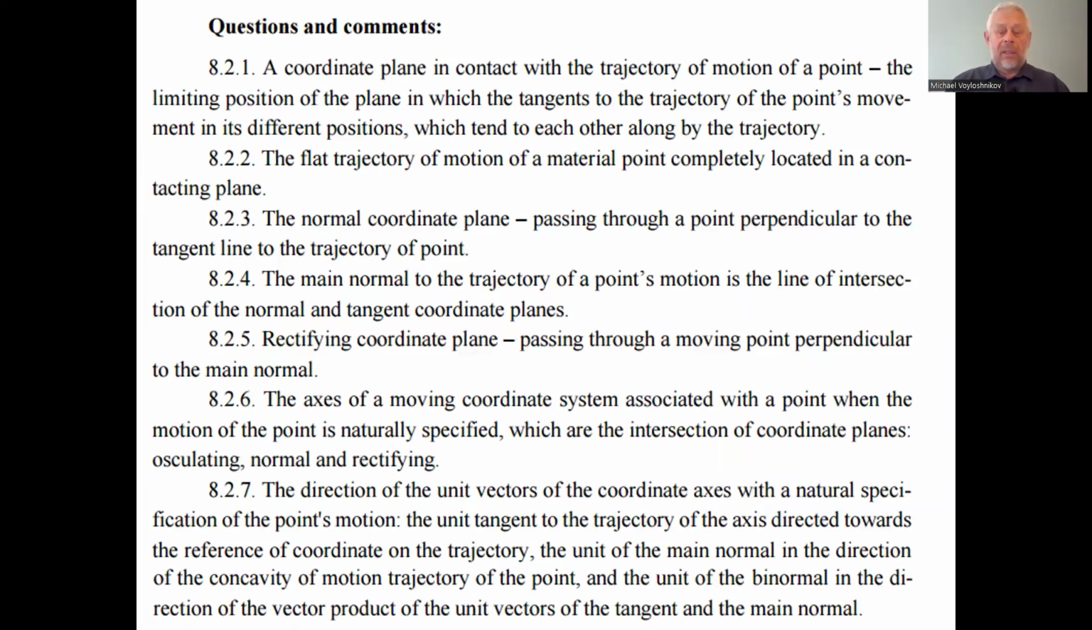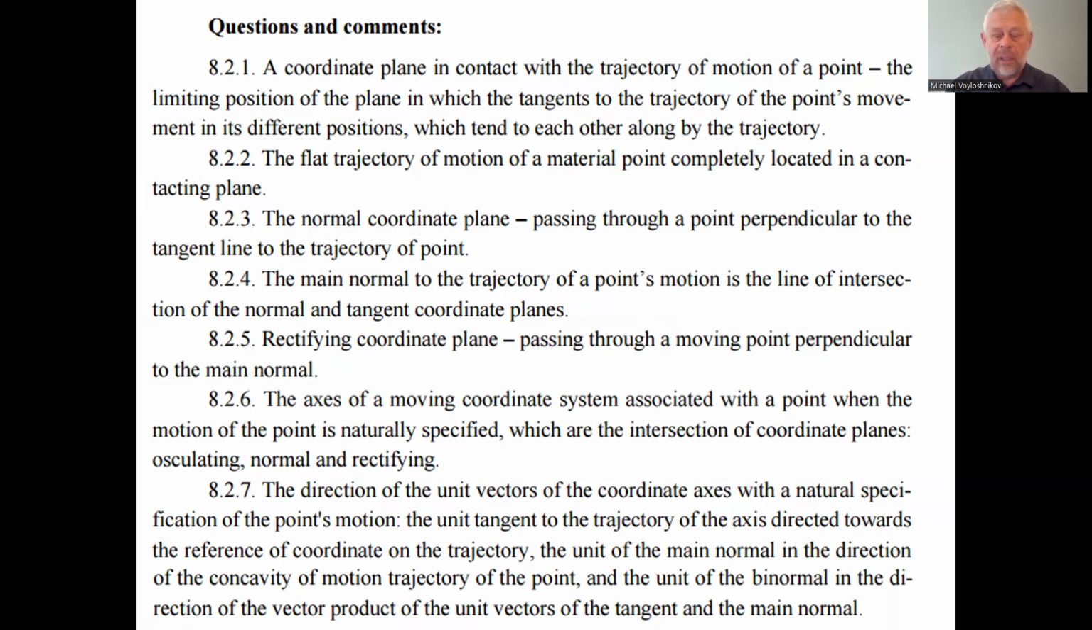The coordinate plane in contact with the trajectory of the motion of a point is the limiting position of the plane on which the tangents to the trajectory of the point, in its different positions, tend to each other along the trajectory. Yes, we can move the tangential vectors so they coincide, the orths, maybe unit vectors, or orths of the motion, or directions of the motion of the point along the trajectory. So, the limiting location. These two orths are inclined to each other, and they define the plane. So two vectors can define the plane.